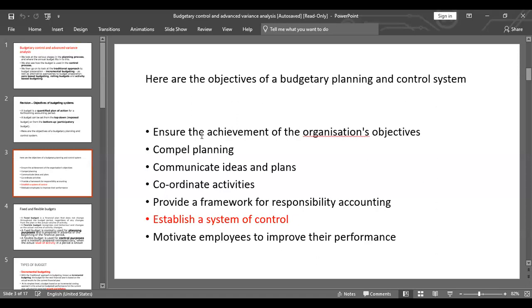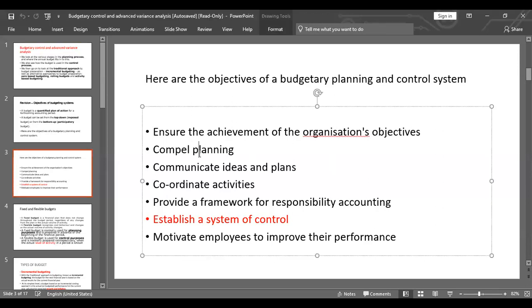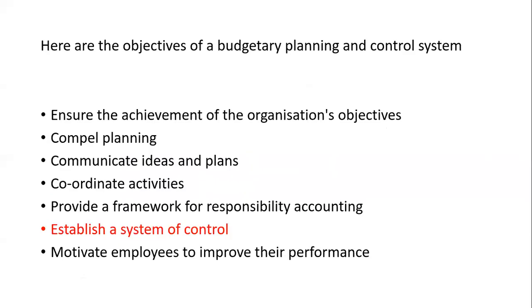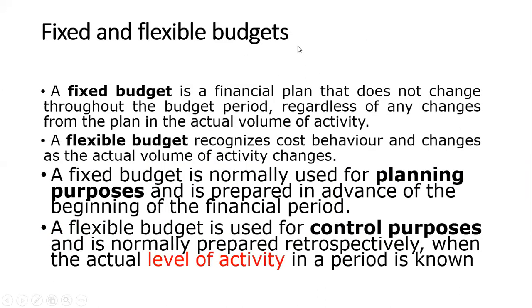You buy things and say this will manage for the week, this will manage for that. You buy cash power, and all that. So it ensures achievement of the organization's objectives. It assures you stick to the plan. It communicates ideas and coordinates activities, and of course it provides a control system, and it motivates employees to improve their performance because they have something they are working towards.